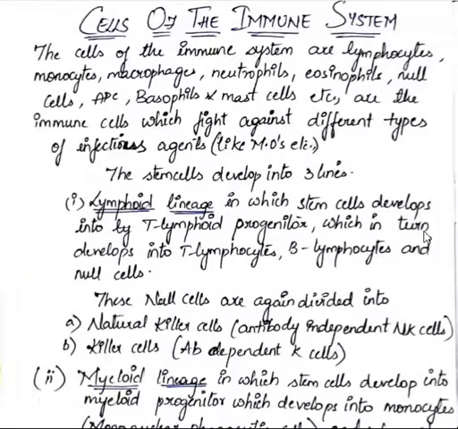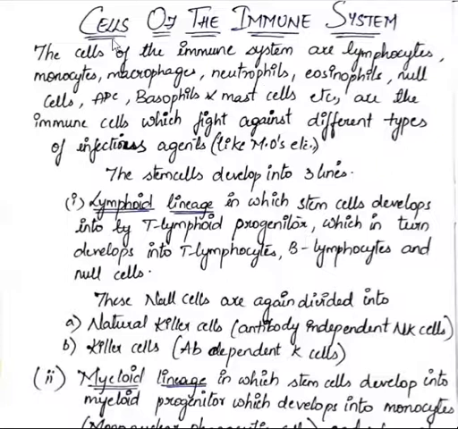Hi everyone. In the immunology subject, we are going to discuss another topic called cells of the immune system. There are several types of cells which are involved in the immunity process of a host. Those are lymphocytes, monocytes, macrophages, neutrophils, eosinophils, null cells, APC, meaning antigen presenting cells, and then basophils and mast cells, etc.